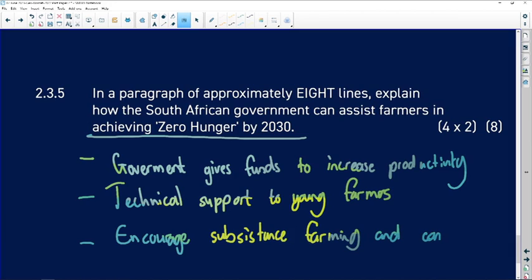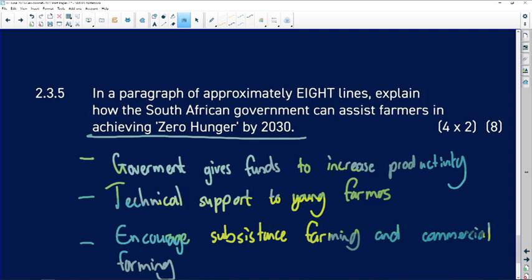And commercial farming. Okay, let's just quickly differentiate between the two of them. Subsistence farming is farming for yourself. So you don't focus on a specific type of crop or livestock breed, so you can farm with everything. It's just farming for yourself.